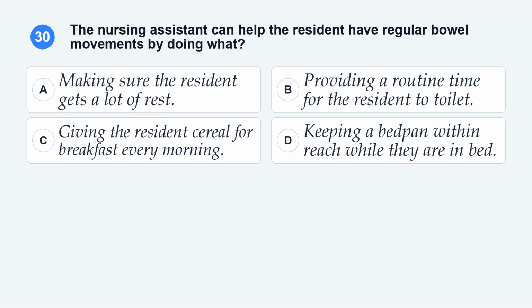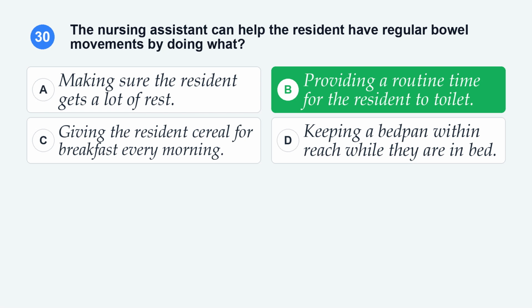Question 30. The nursing assistant can help the resident have regular bowel movements by doing what? Option A. Making sure the resident gets a lot of rest. Option B. Providing a routine time for the resident to toilet. Option C. Giving the resident cereal for breakfast every morning. Option D. Keeping a bedpan within reach while they are in bed.